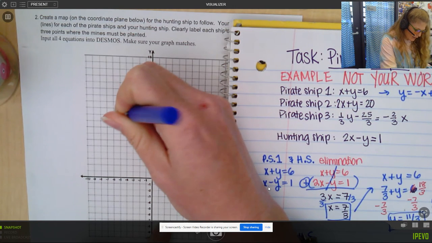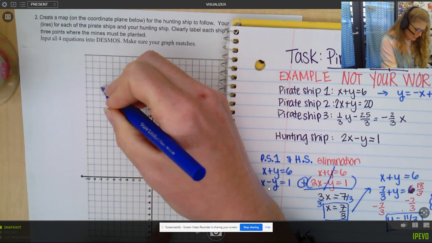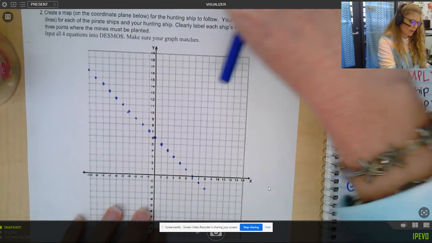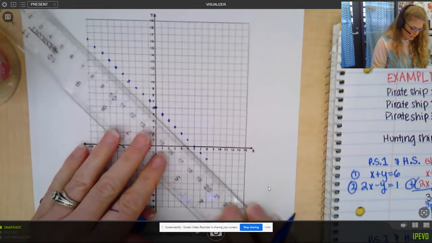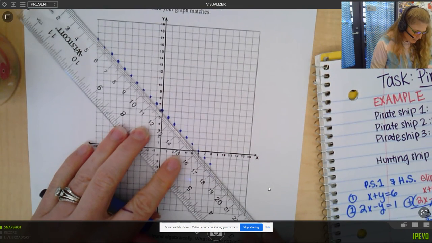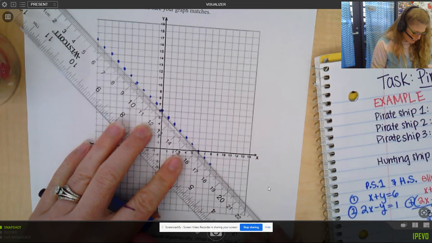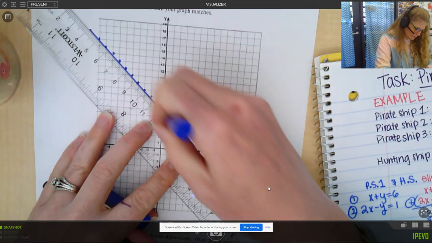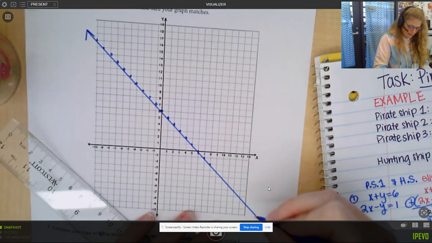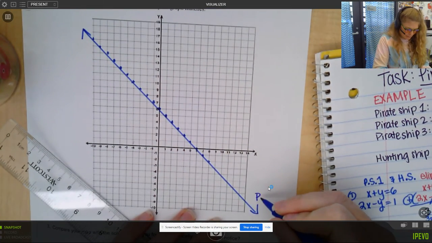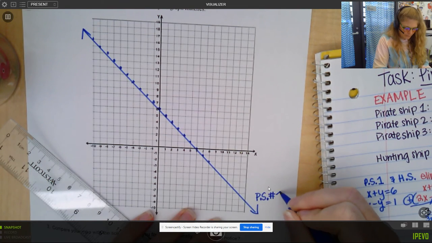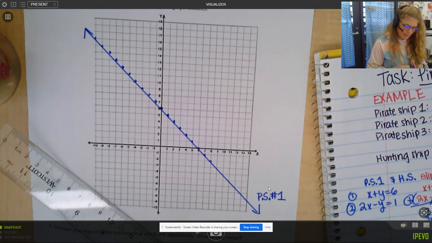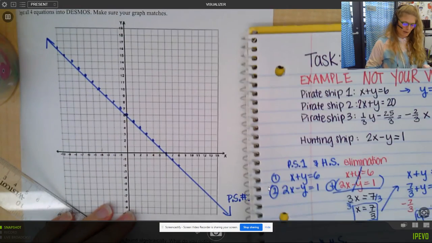Remember, we don't want to forget any of our labels. And you do want to use a ruler or a straight edge of some sort to graph this line as accurately as you can. So again, this is pirate ship number 1 for me. It's not going to look like pirate ship number 1 for you. Then I'm going to go ahead and graph pirate ship 2.